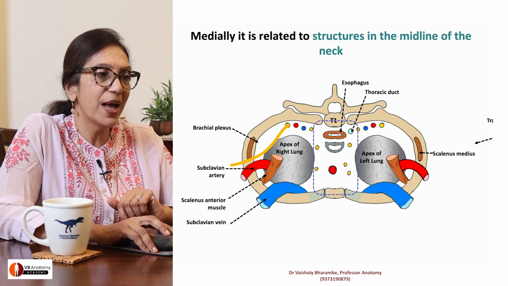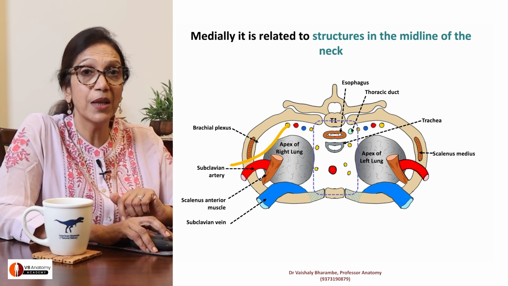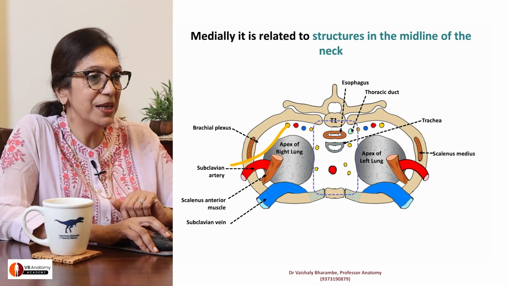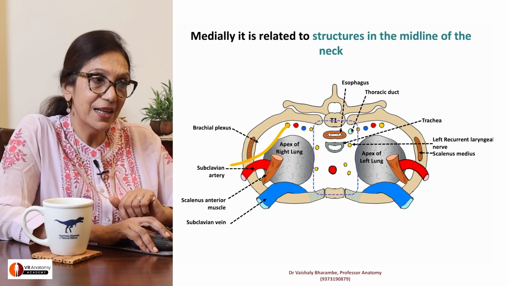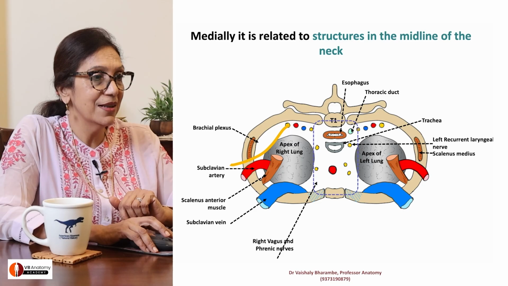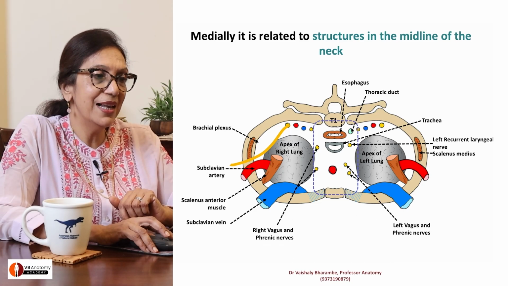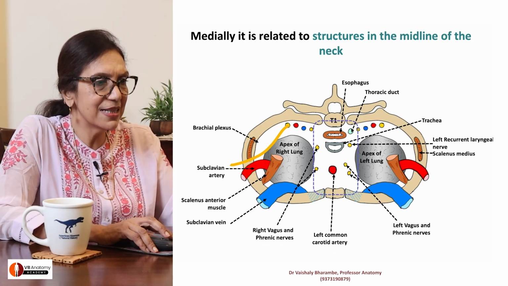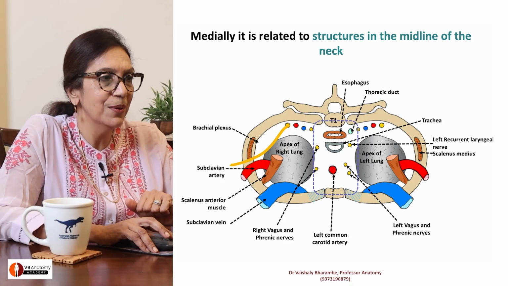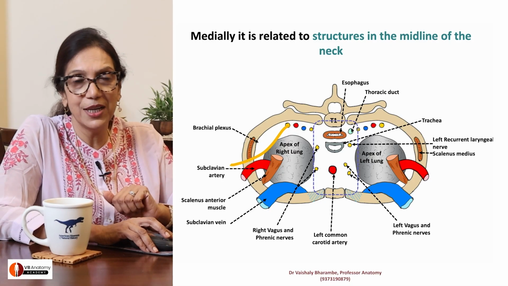Esophagus, the thoracic duct, the trachea, and a lot of nerves. Can you see there's so many nerves here? Recurrent laryngeal nerve of the left side, right vagus and phrenic, left vagus and phrenic. In the center, it's just left common carotid also seen. So these are all the midline relations.